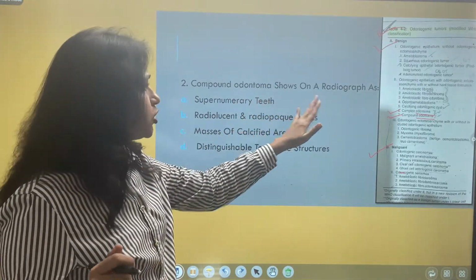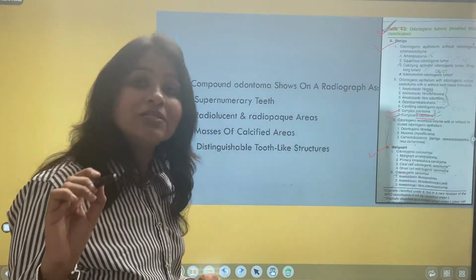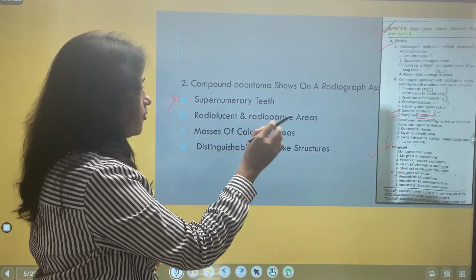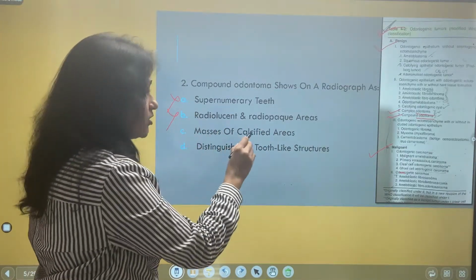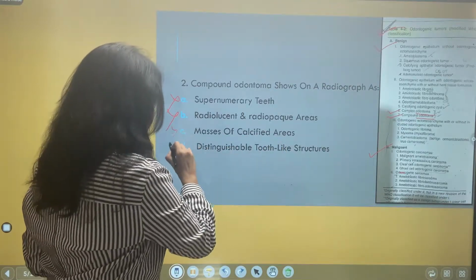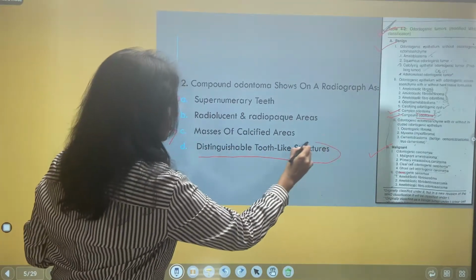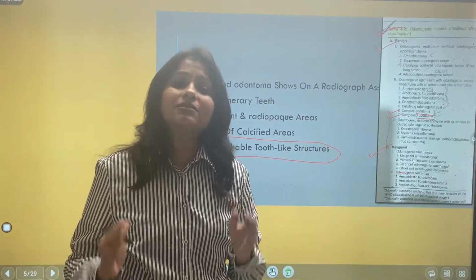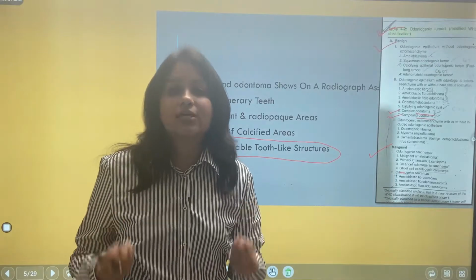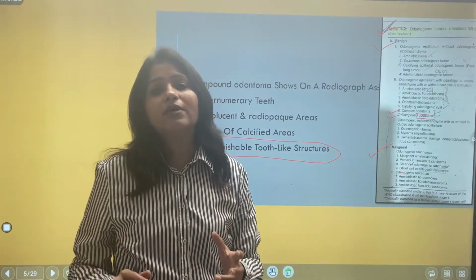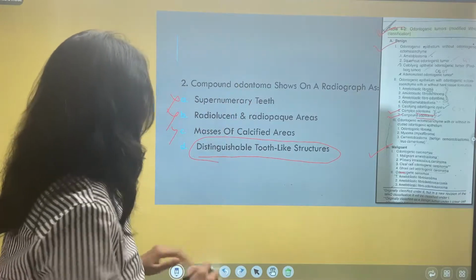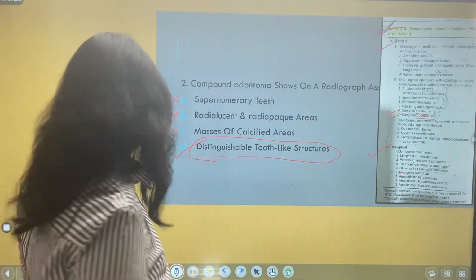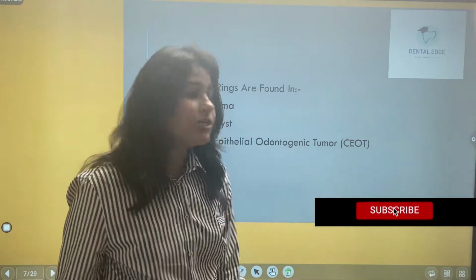Compound odontome shows on a radiograph as, so compound resembles teeth. Supernumerary teeth, no. Radiolucent and radio-opaque areas, no. Masses of calcified areas, no. Distinguishable tooth-like structures. So compound odontome is distinguishable tooth-like structures. Small tooth-like structures, few to dozen in number, will be a compound odontome. So the correct answer is D, distinguishable tooth-like structures. Let's go to the next MCQ.